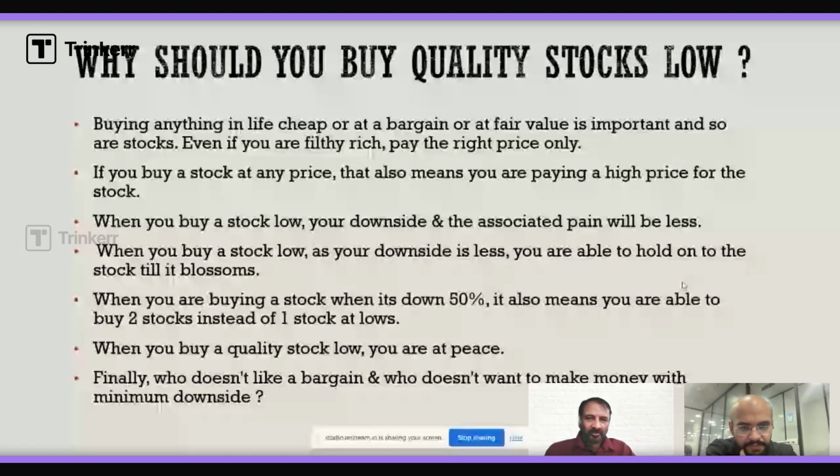You might be very rich. That doesn't mean that tomatoes priced at 20, 30 rupees, you go and buy at 300 rupees. Everything has got a price. Always pay the right price. Let it be anything. When you buy low, your downside is always less. I'll also give one example.